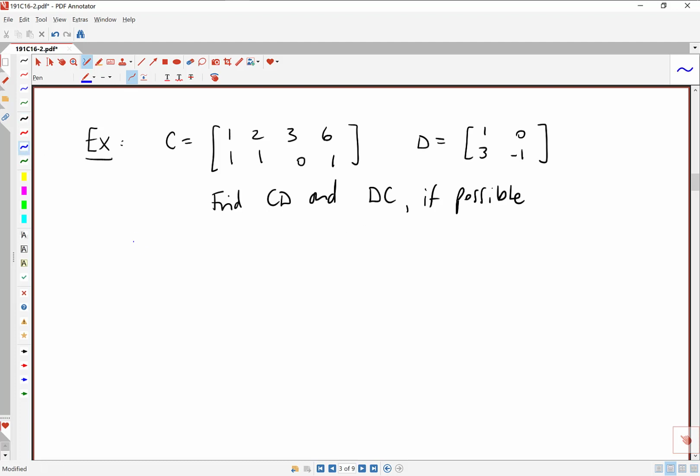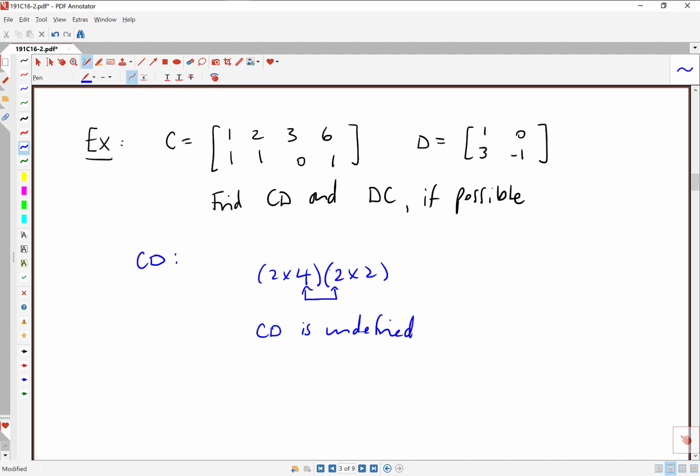Okay, so let's start with CD. What you might want to do is just think about sizes before you do the actual multiplication. So C is a 2 by 4 matrix, and let's think about what would happen if we multiply that by a 2 by 2 matrix. Well, these inside numbers are not equal, and that tells us that CD is undefined. In other words, it doesn't exist.